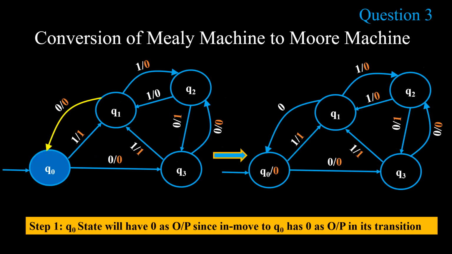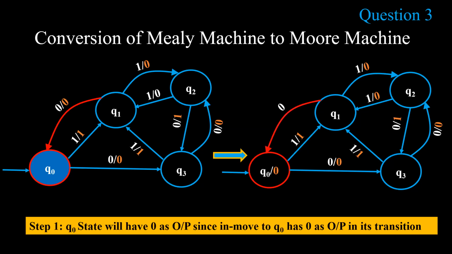Initially, we will start with all those states which will not split. So Q0, no split. We will cover up that. We will convert this into Moore in similar steps as we considered earlier.